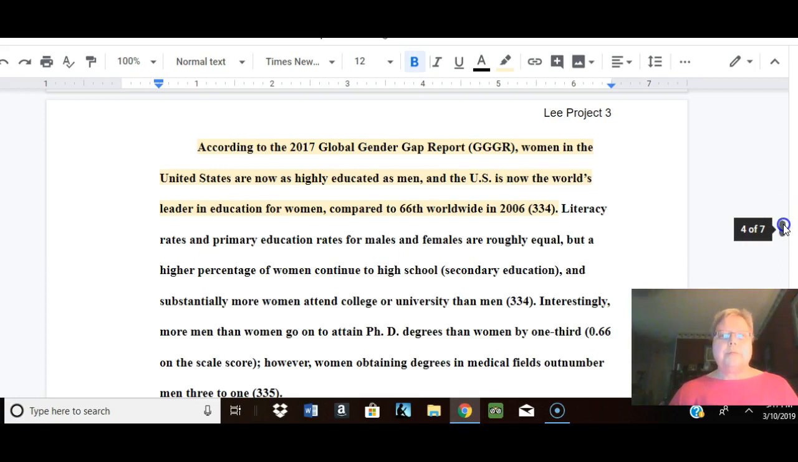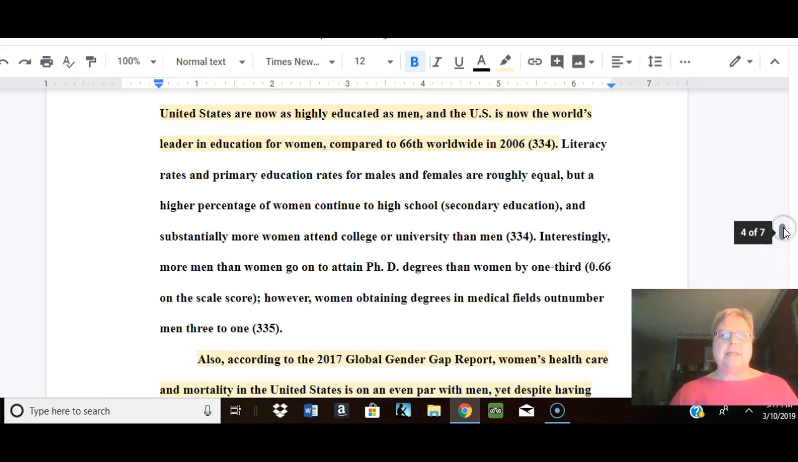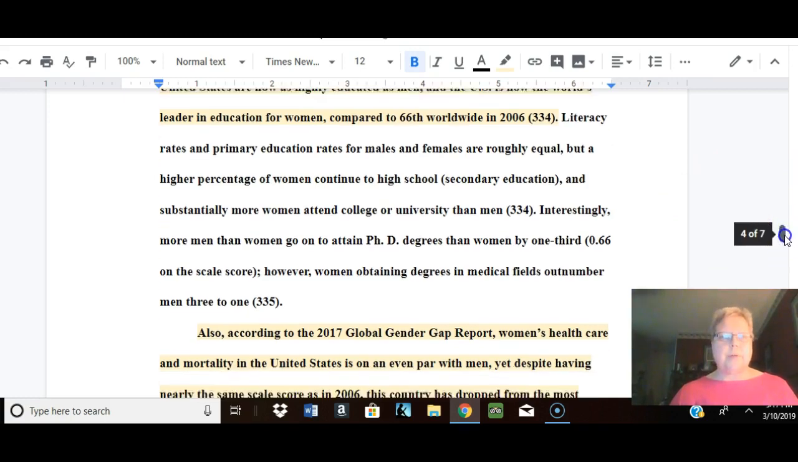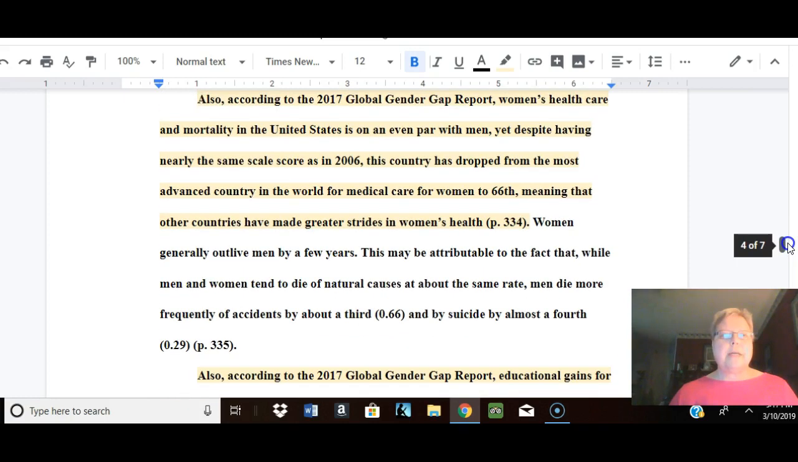But according to the 2017 Global Gender Gap Report, women in the United States are now as highly educated as men, and the United States is now the world's leader in education for women, compared to 66 worldwide in 2006. See, that's my topic sentence that is also a comparison and contrast sentence. Everything else in this paragraph will then be about educational attainment, because that is one of the 4 categories. And you'll go on, use a transition when you get to the next category.